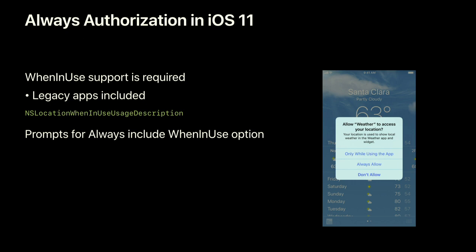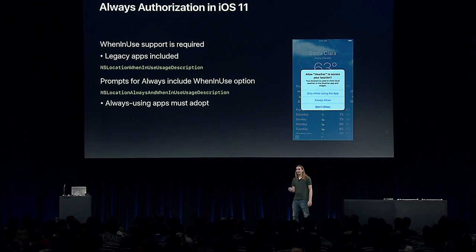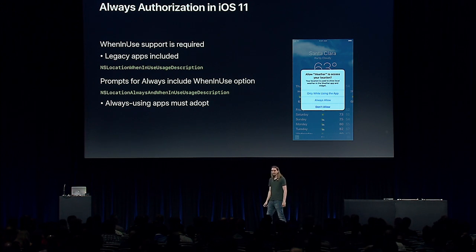With these new 3-option prompts, we have a new usage description string as well. Your app needs to provide an always and when-in-use usage description. Since this is a different key, your app must provide it when you link against the new iOS 11 SDK. For apps linked against iOS 11 and later, Core Location will not use the old NSLocationAlwaysUsageDescription key.